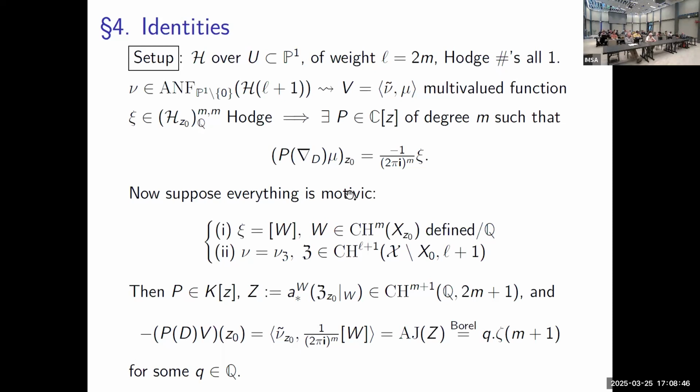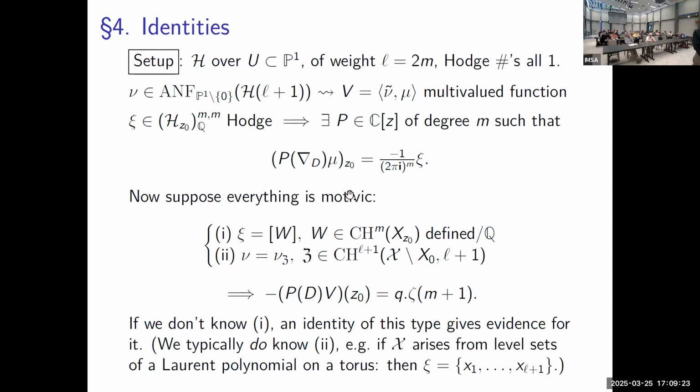L is the frequency. So what's on the left here, we have P of D applied to the multi-valued holomorphic function, specialized at z naught. That's the same thing as the lift of the normal function at z naught, paired with 1 over 2 pi i to the m times the class of W. Okay, and now I'm simply saying that that pairing inherently restricts z to W and pushes forward. Okay, so it's basically this trick with Borel's theorem that's telling us that something gives a zeta value. Okay, and that will be an identity.